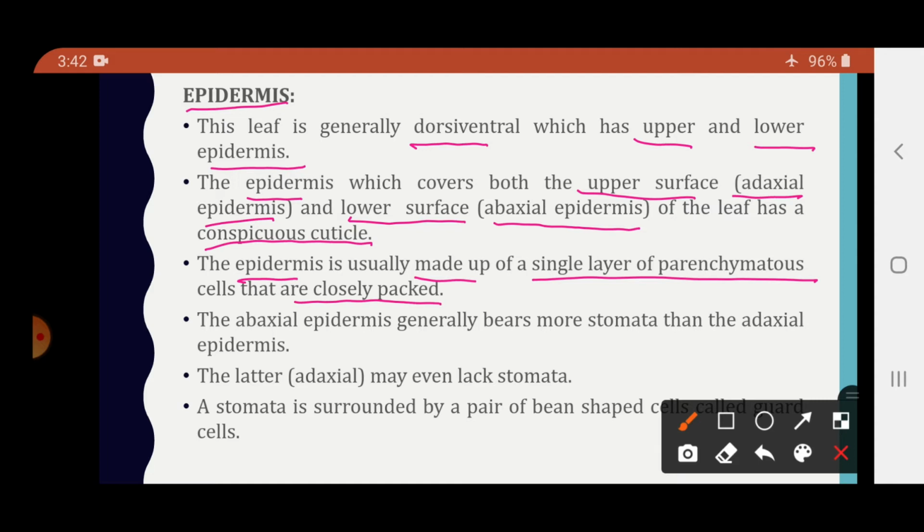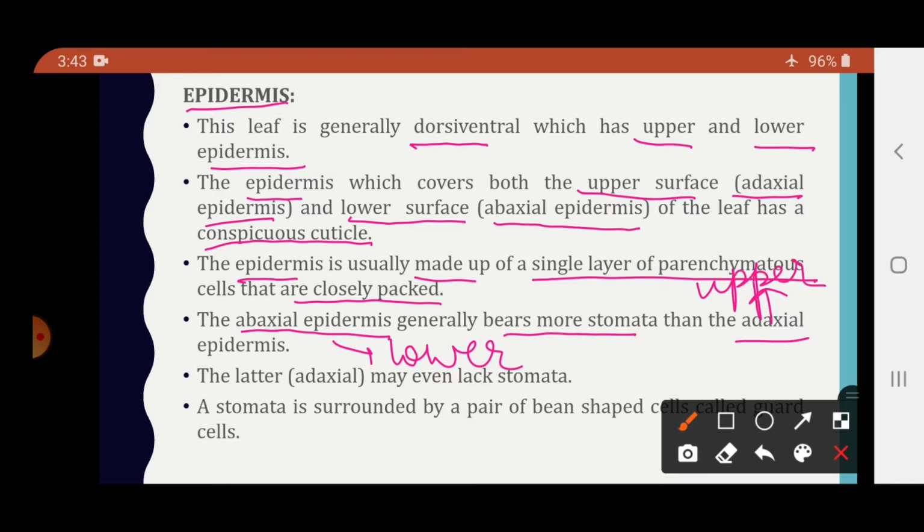It is made up of a compactly arranged single layer of parenchymatous cells, and over this layer of parenchymatous cells there is the presence of the cuticle. The abaxial surface, abaxial meaning the lower surface, or you can say the lower epidermis, bears more stomata than the adaxial surface, which means the upper epidermis.